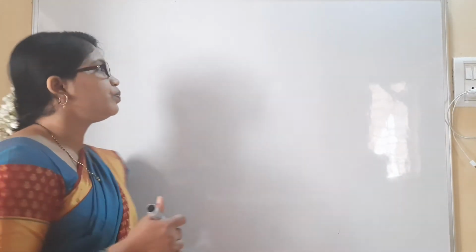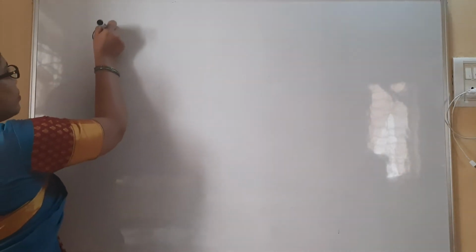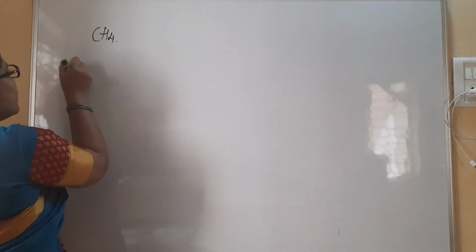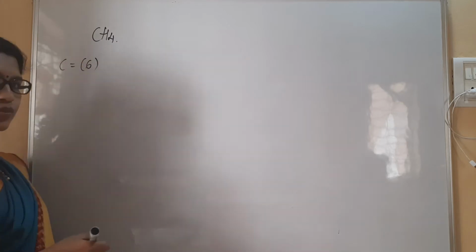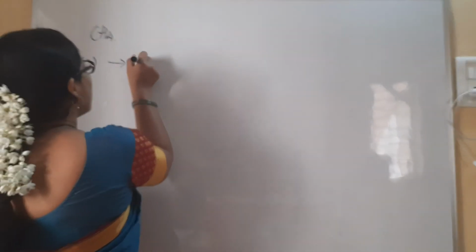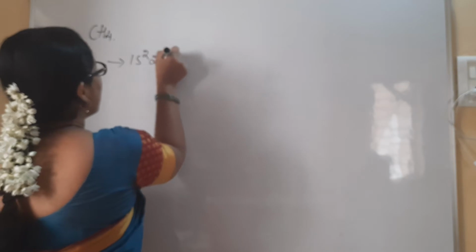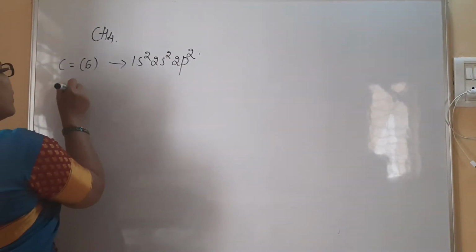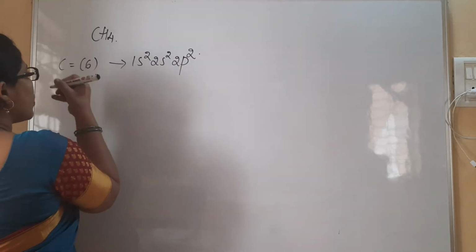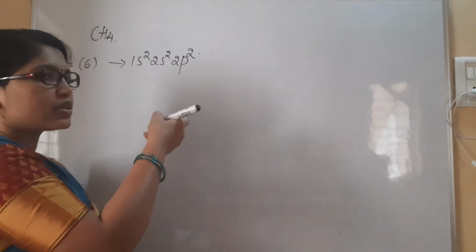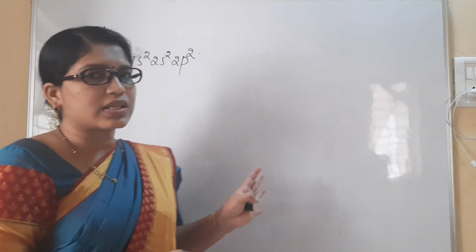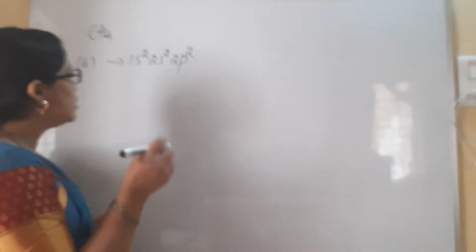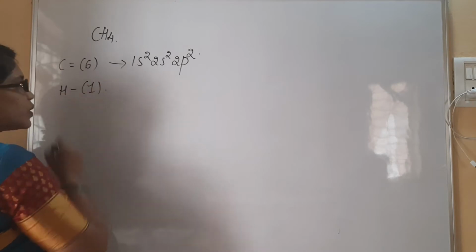Now let us discuss the shape of the methane molecule. If you consider methane, we know carbon has atomic number 6. We will have the configuration 1s2, 2s2, 2p2. And hydrogen with only one electron has 1s1, but still it can be placed in halogens as well as it is placed in alkali metals. We don't bother, just remember there is only one electron present.